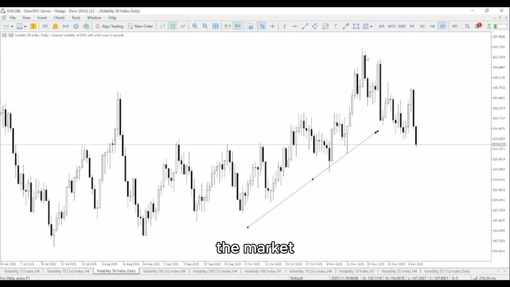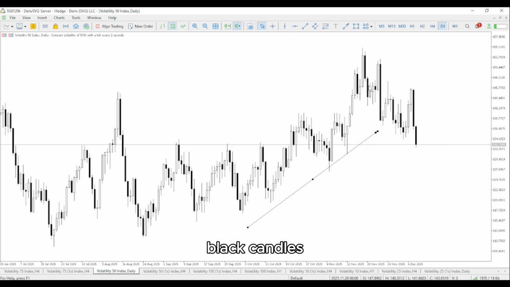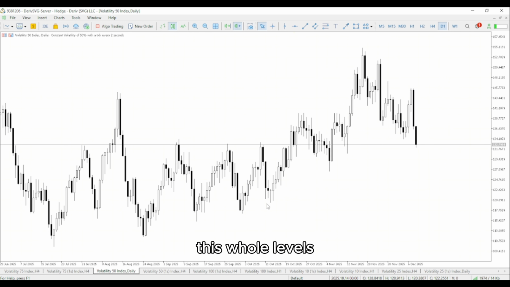Then suddenly the market stopped and is trying to come down. Now you can see the huge black candles, the bearish candles. You can see how huge they are here because the market is currently bearish at this point. So the market is no longer bullish at these levels. It's now currently trending bearish. So this is what you do to identify if the market is in a downtrend or if it has changed trend. Now let me bring this out.